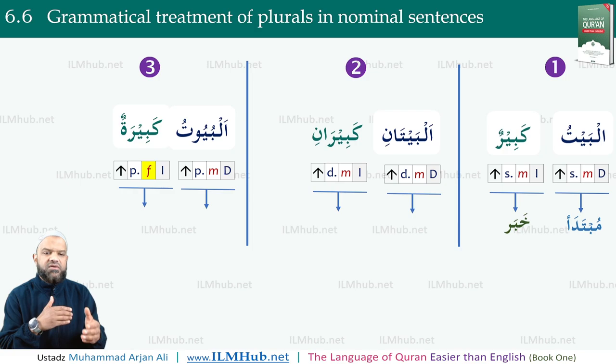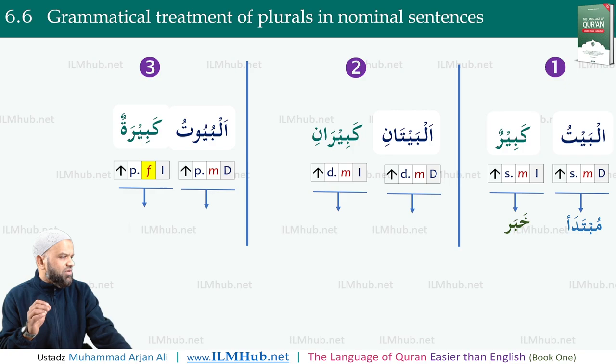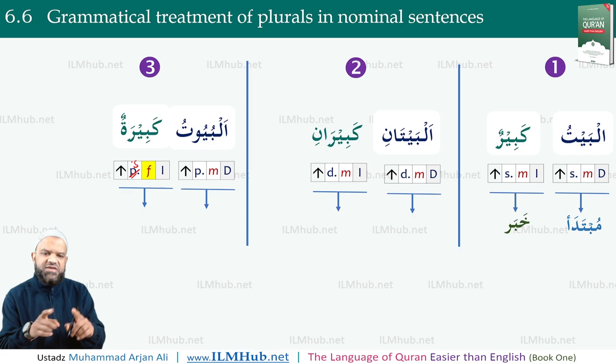But the last one I have is al-buyutu, houses. Now, here, look at the predicate. I'm saying kabiratun. Kabiratun is singular feminine. I hope you can see, right? But here, I'm treating it as if it is plural. So it should be plural, but it is singular feminine, and it is matching there. Why? Let me go through the examples in detail.